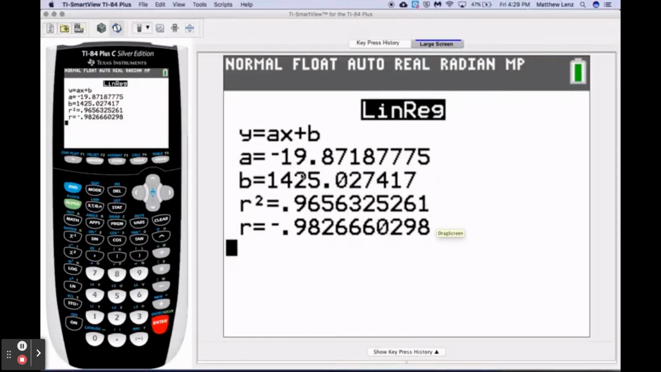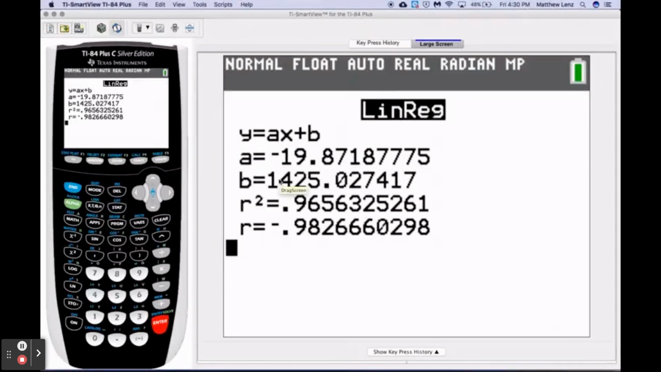Okay? So we have a line of best fit. Now, if it's linear, remember slope-intercept form, y equals mx plus b. They use ax instead of m, but it's the same idea. So our data that we graphed has a slope of negative 19.87 and a y-intercept of 1,425.